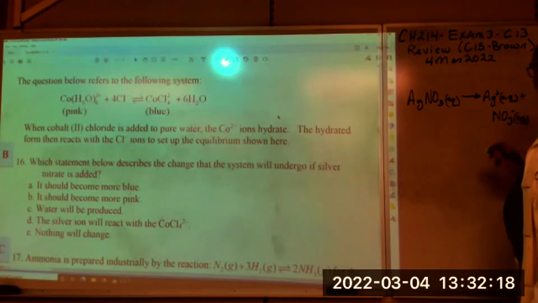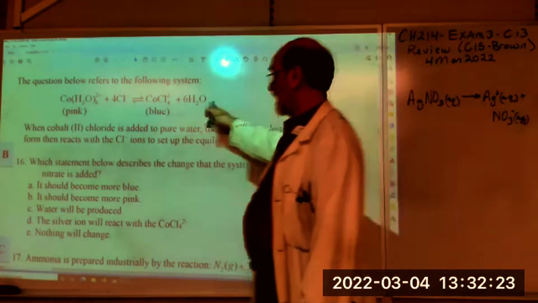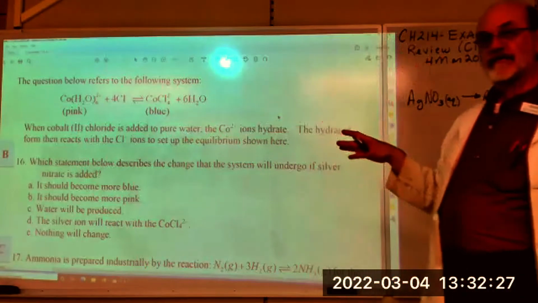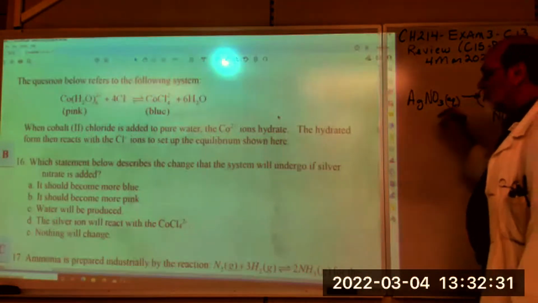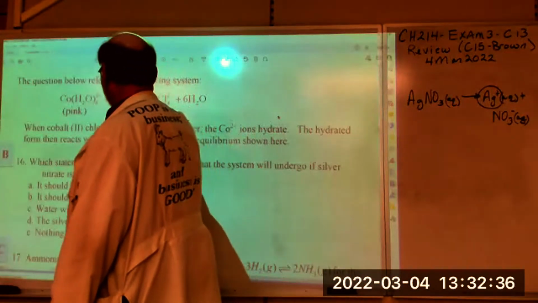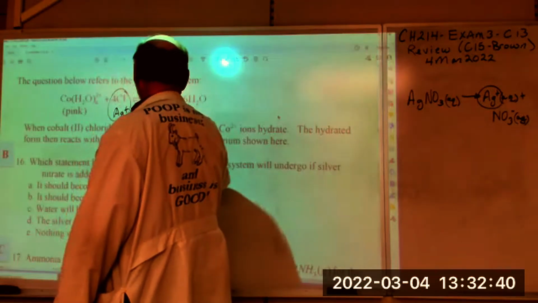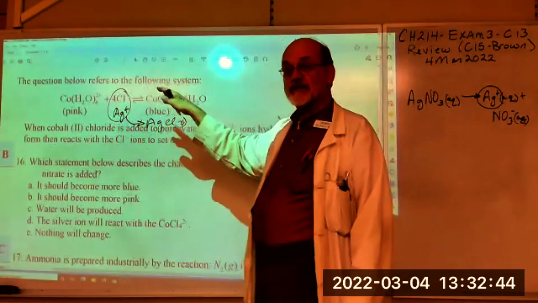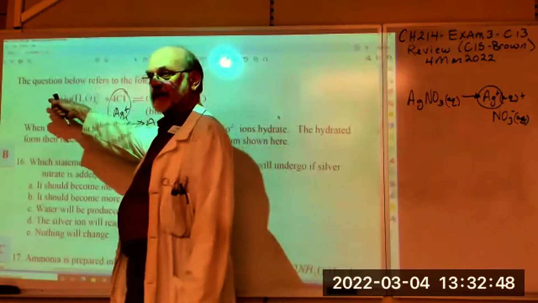Okay, so which one's going to be involved in this reaction? Well, neither one of them are in here. But will neither one of them react with what we've got up there? Yeah. Silver will react with chloride and produce solid silver chloride. That effectively removes chloride from the reaction mixture, okay, which will shift the reaction to the left.